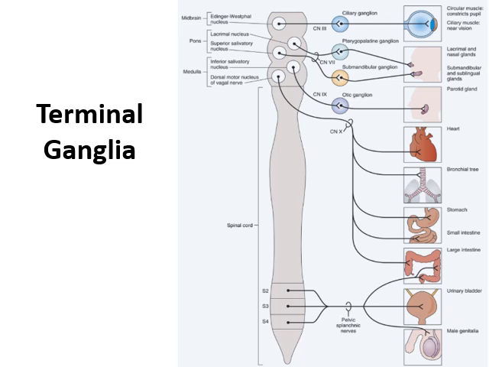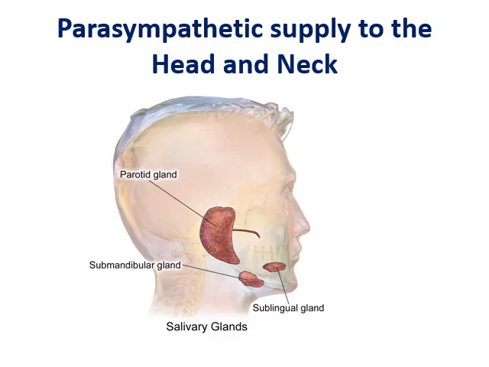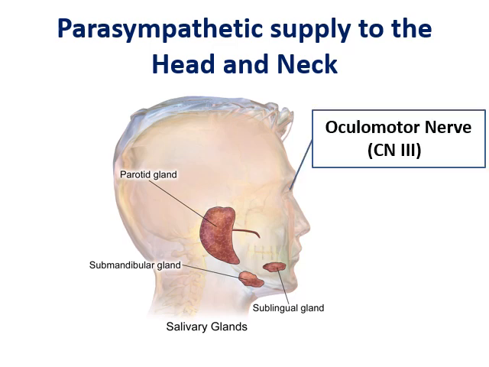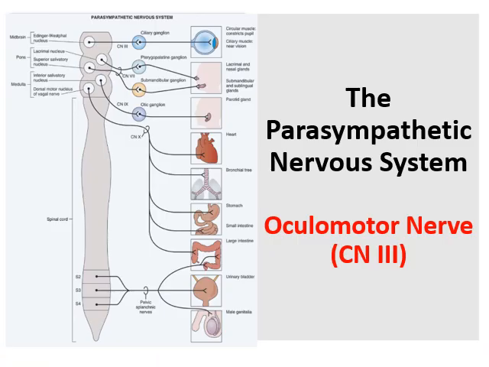Now, the terminal ganglia are present very near or in the visceral organ itself. They are for the relay of the 10th cranial nerve, the vagus, its parasympathetic fibers, and also for the pelvic parasympathetic fibers. The postganglionic fibers are very short, about 1 millimeter, up to several centimeters in length. The parasympathetic supply to the head and neck is provided via the oculomotor nerve, facial nerve, and the glossopharyngeal nerve. Starting with the oculomotor nerve, which is the third cranial nerve.